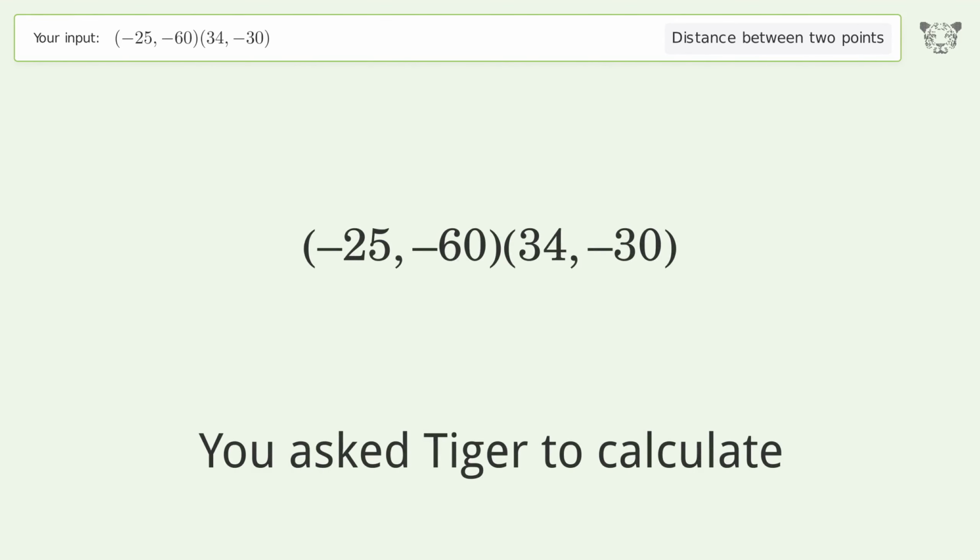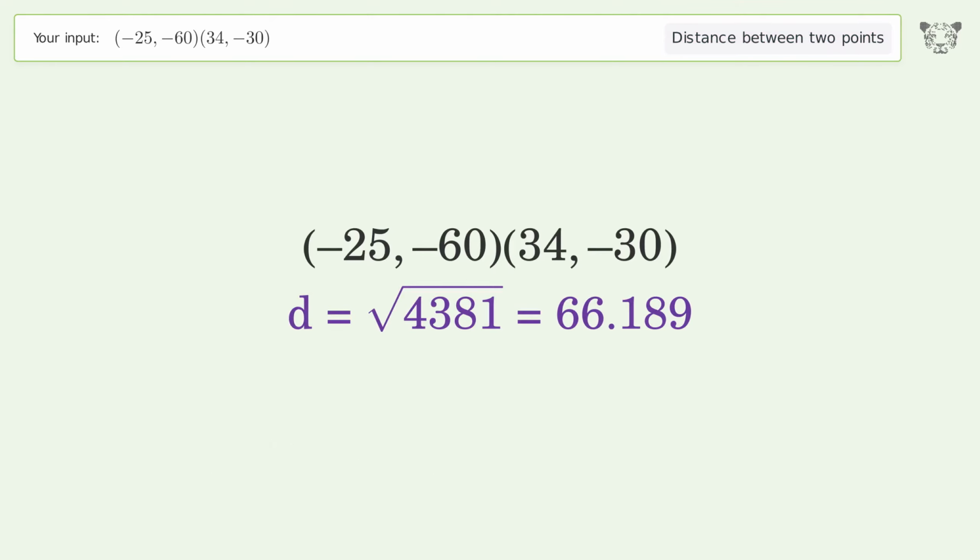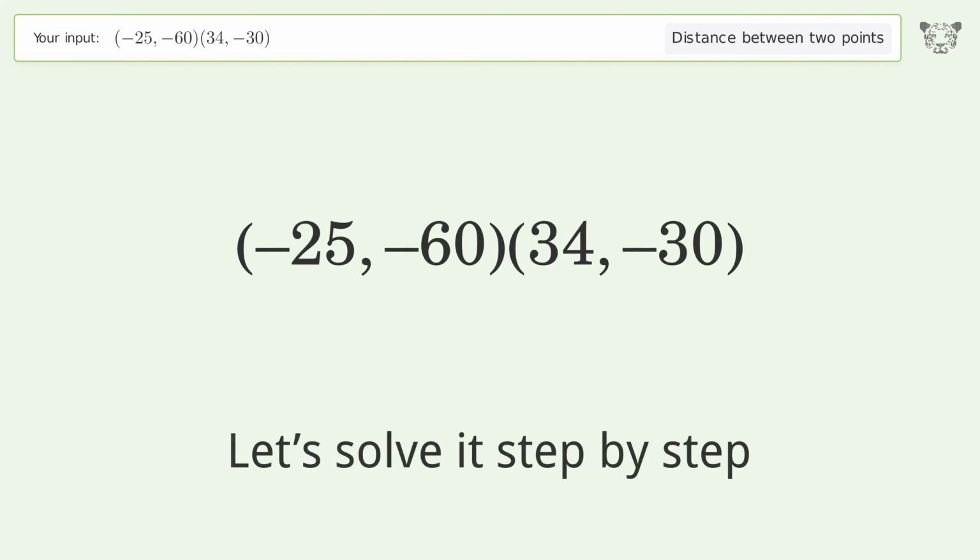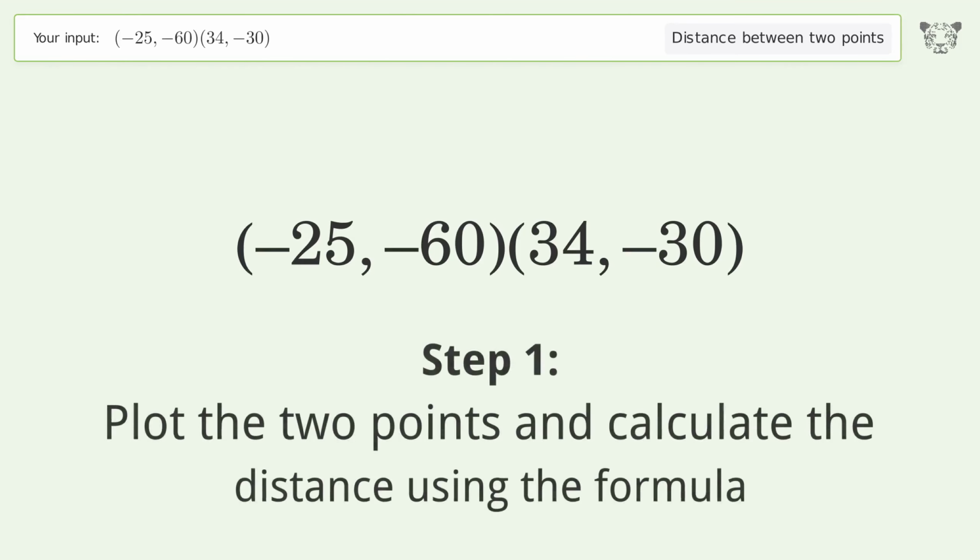You ask Tiger to calculate. This deals with the distance between 2 points. The distance between the 2 points is the square root of 4,381, or 66.189. Let's solve it step by step. Plot the 2 points and calculate the distance using the formula.